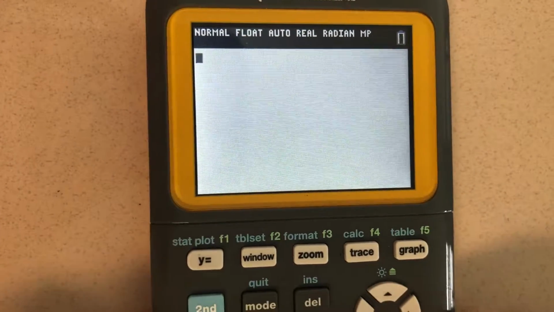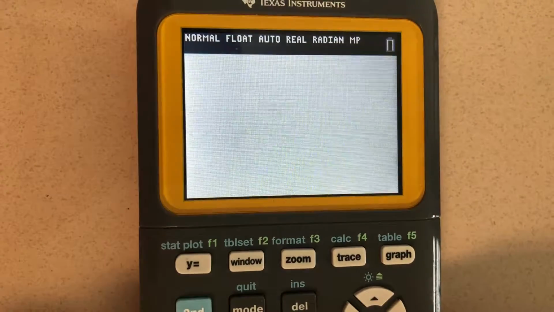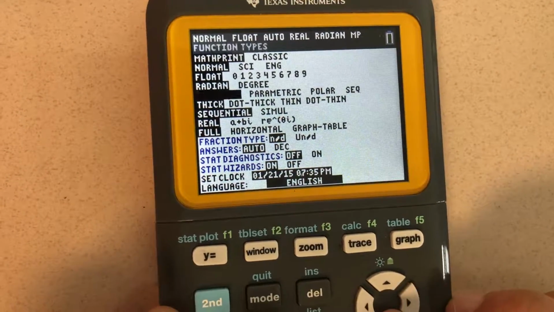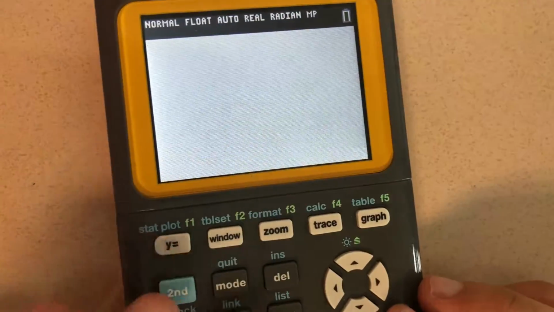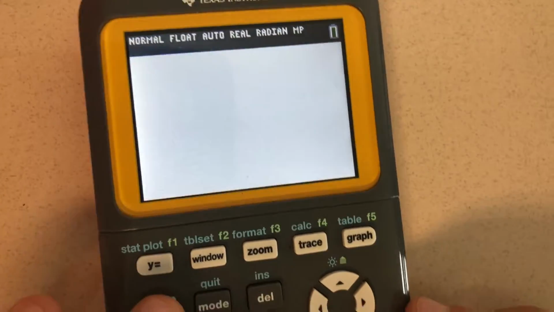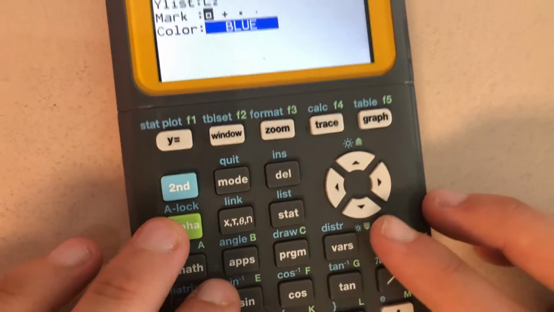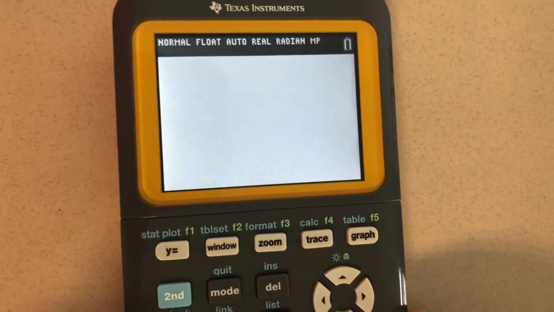Once you get a problem asking about finding the curve of best fit, you need to turn on your calculator and go to mode and switch the stat diagnostics to on. Then go to second y equals and turn on one of the stat plots. These steps are key in getting the right curve.